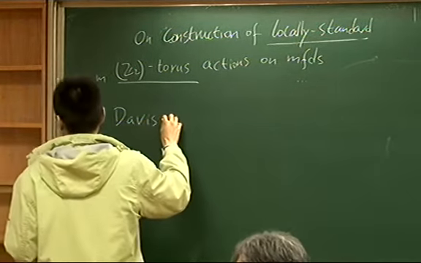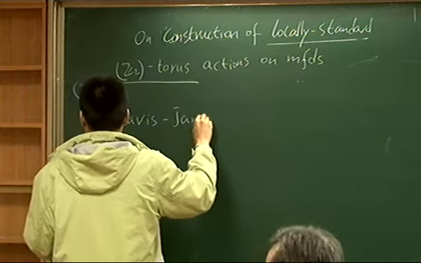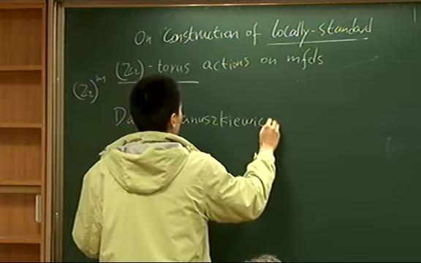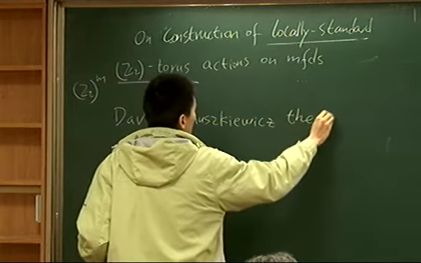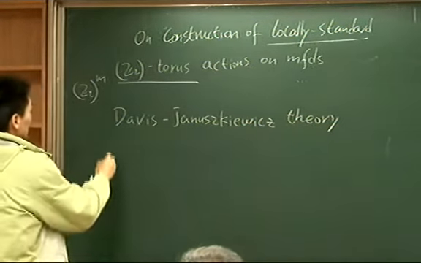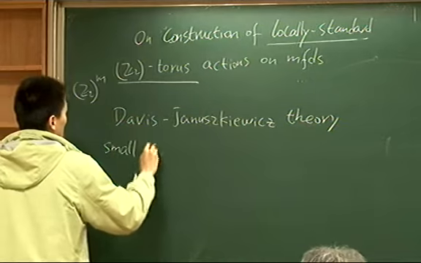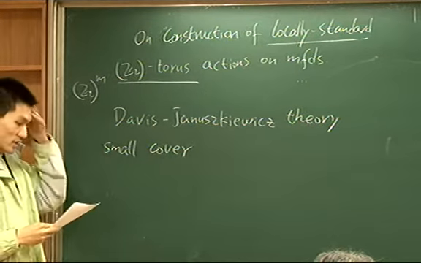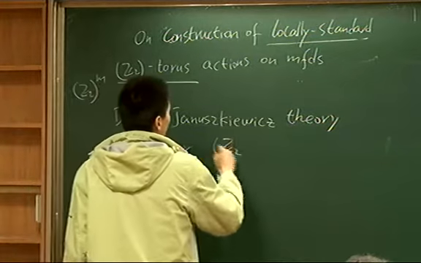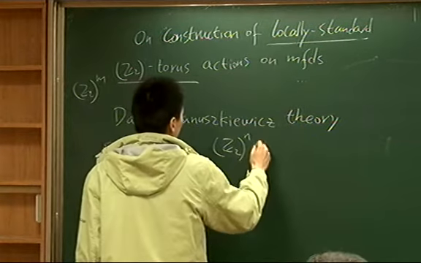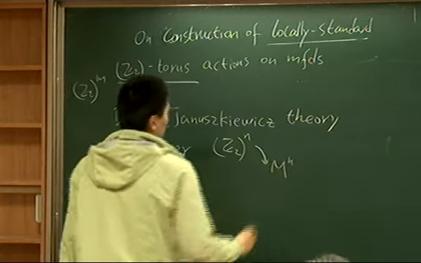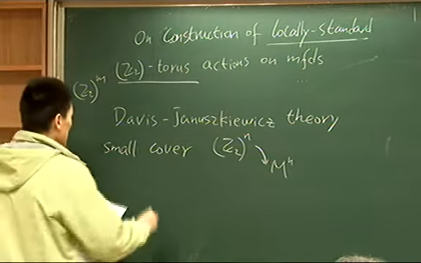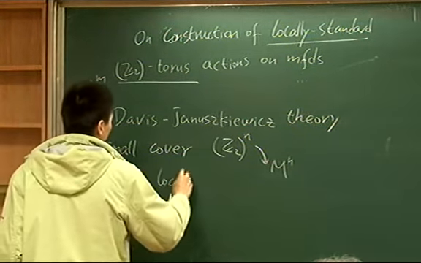In 1991, Davis and Januszkiewicz introduced a collection of manifolds called small covers. Basically, a small cover is an effective action of Z2^n on an n-dimensional closed manifold, such that it is locally standard.